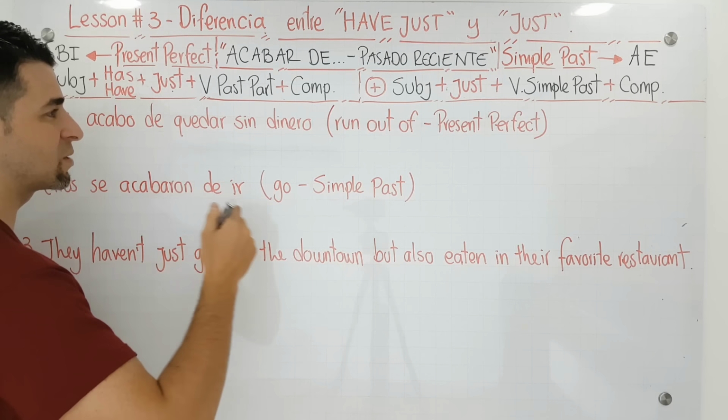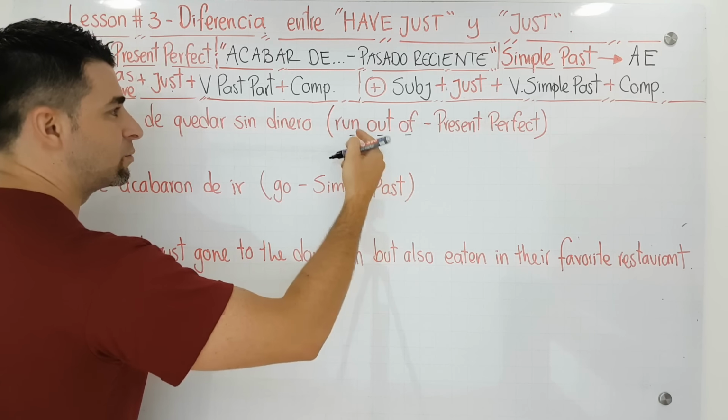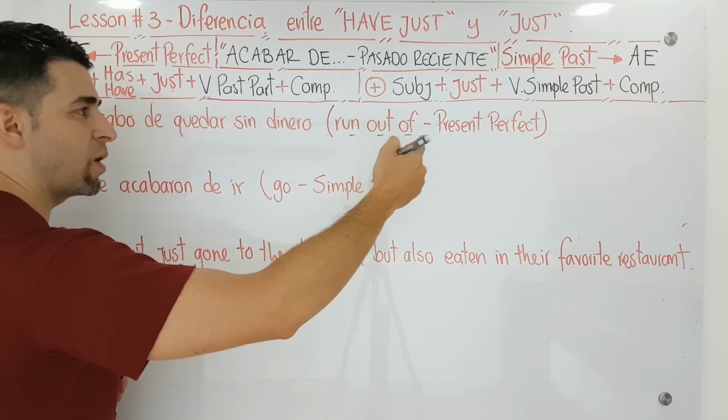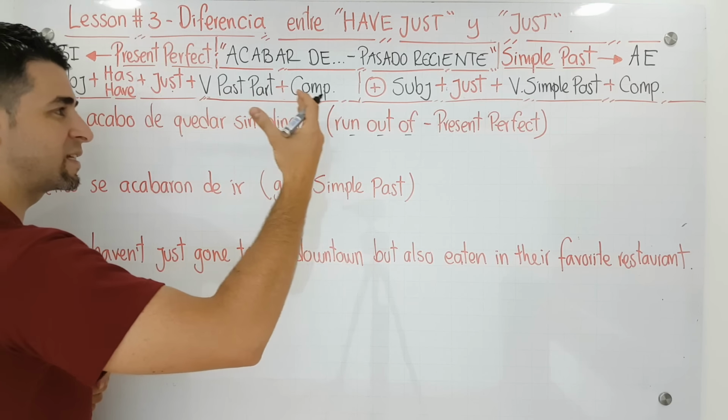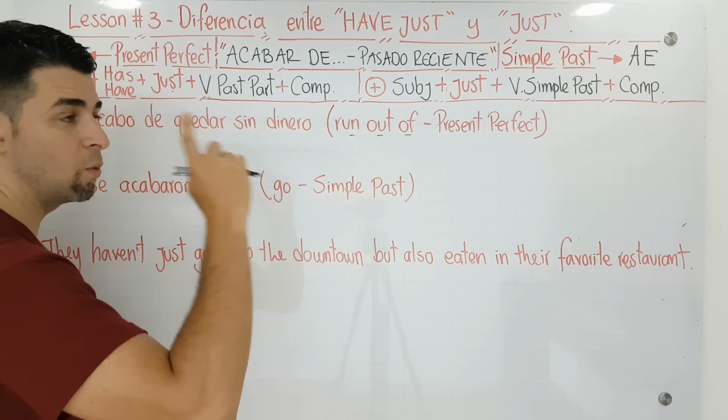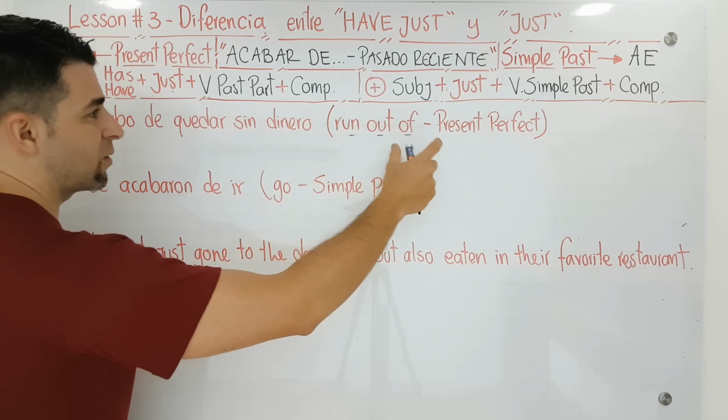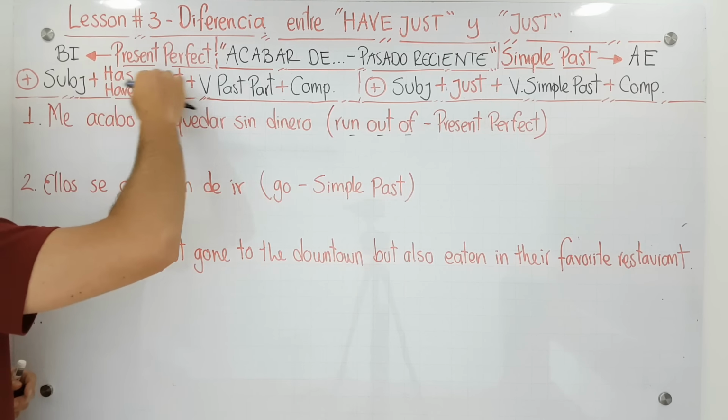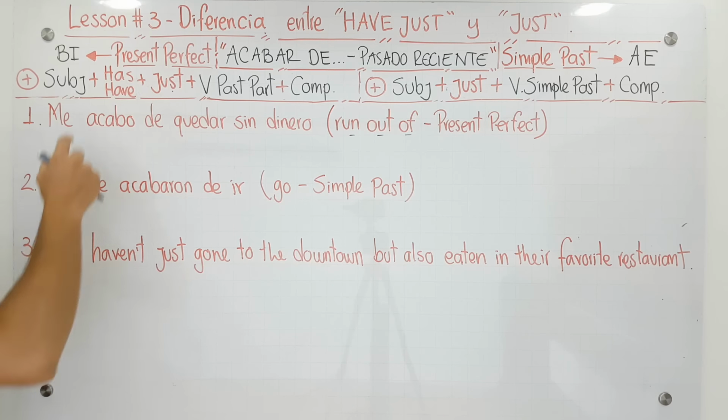Sí, para decir eso, vamos a utilizar este phrasal verb, run out of. Run out of. Sí, así es quedarse sin. Eso significa eso. Es muy común. Tome nota, por favor. Y vamos a hacer esta oración en presente perfecto. Así que vamos a utilizar esta estructura. ¿Ok? Vamos a empezar entonces.